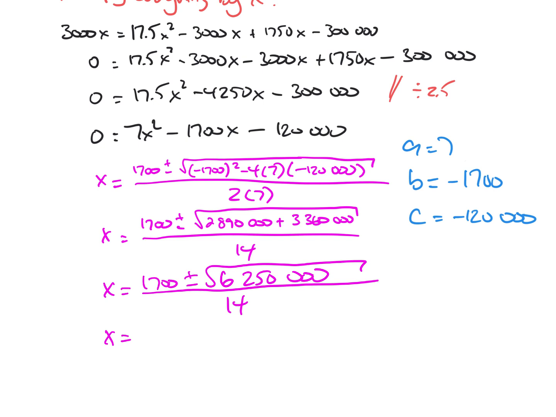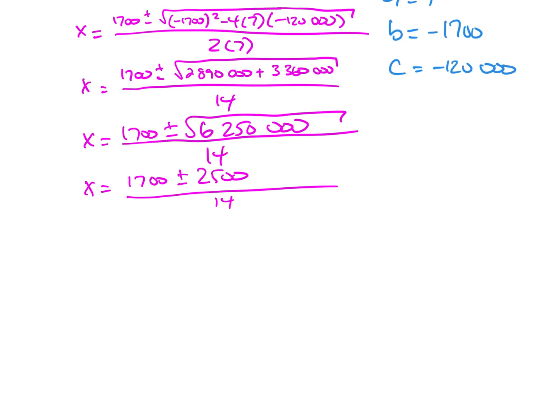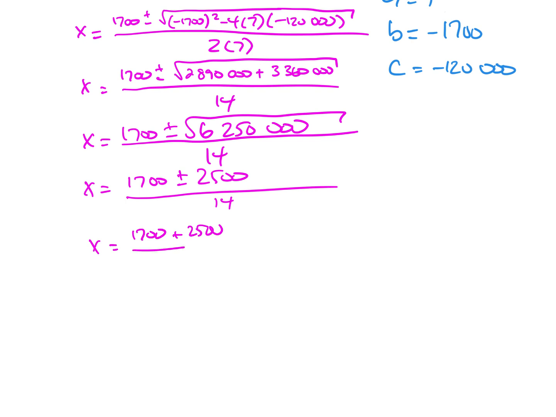When we take the square root of 6,250,000, it's exactly 2,500. We get two solutions here. One of them is going to be rejected, in this case, because we get 1,700 plus 2,500 over 14, or 1,700 minus 2,500 over 14.